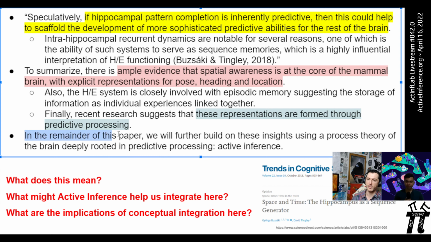And then they say, in the remainder of this paper, we will further build on these insights using a process theory of the brain deeply rooted in predictive processing, active inference. So you'll note that other than our additional context, we haven't gotten into ActInf in the paper, but that's when they cross the Rubicon. And from here on out, we're going to be talking about the active inference formalization. Anything else to add, Sid?